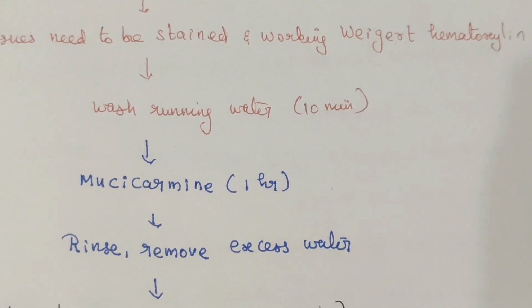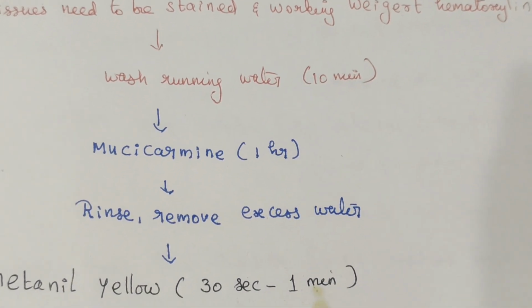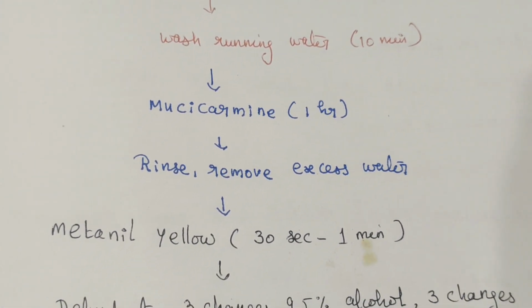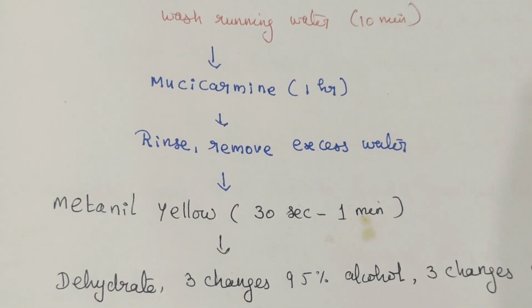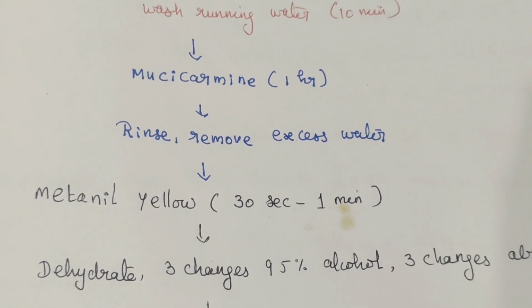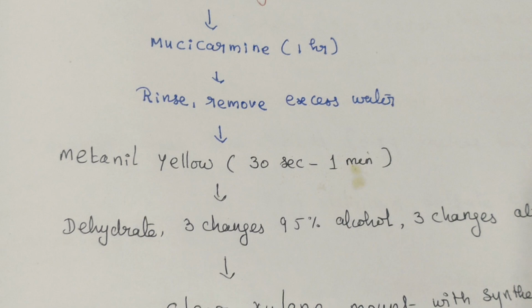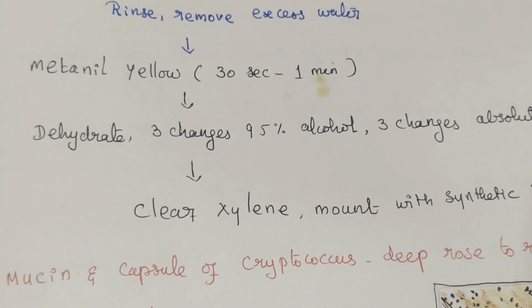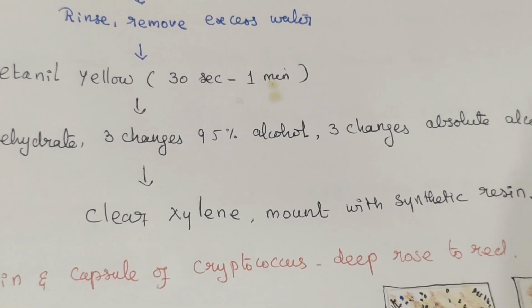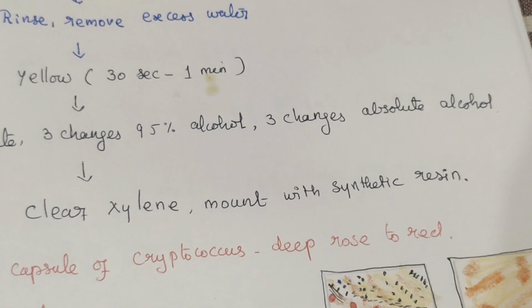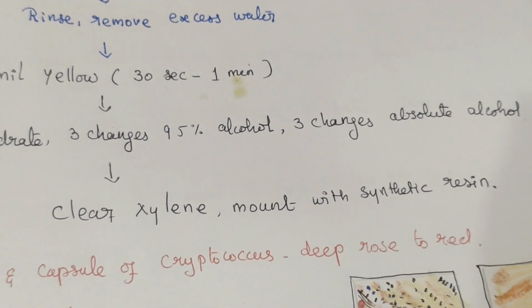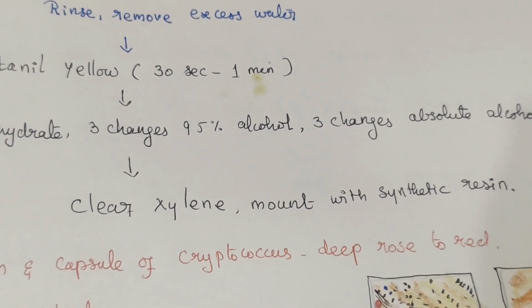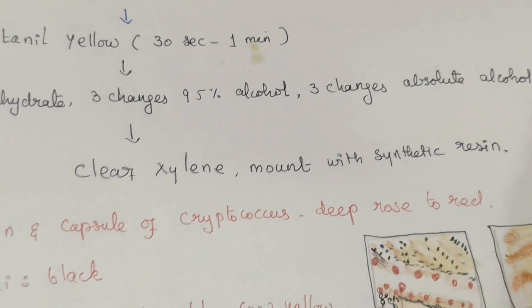After that, add mucicarmine for 1 hour. Then rinse and remove excess water. Then add metanil yellow for 30 seconds to 1 minute. After that, dehydrate: 3 changes of 95% alcohol, 3 changes of absolute alcohol. Then clear with xylene and mount with synthetic resin.